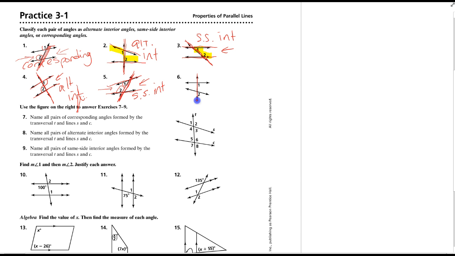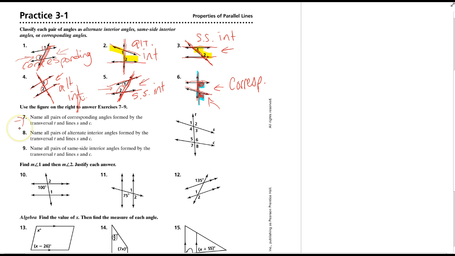Number 6, transversal, coplanar lines. The angles that I care about are 1 and 2. They're on the same side of the transversal, but one's on the inside of the coplanar lines and one is on the exterior of the coplanar lines. So this one is in the bottom right corner of an intersection. This one is in the bottom right corner of an intersection. So number 6 is corresponding.